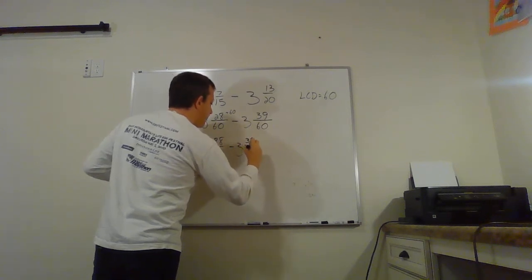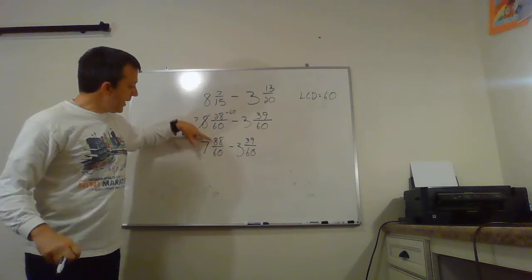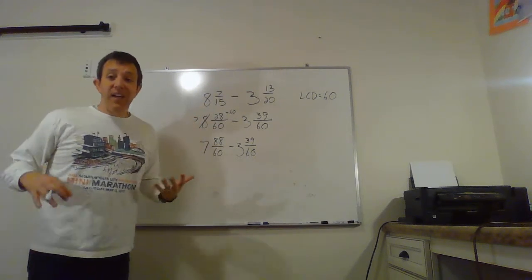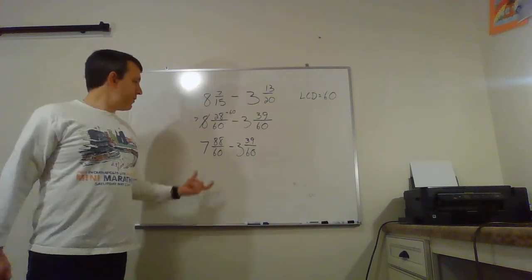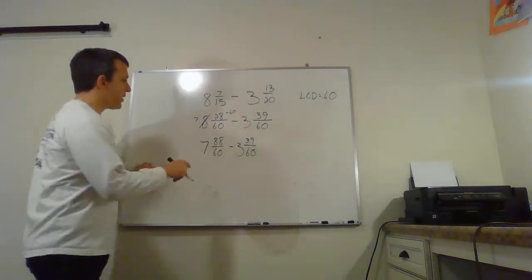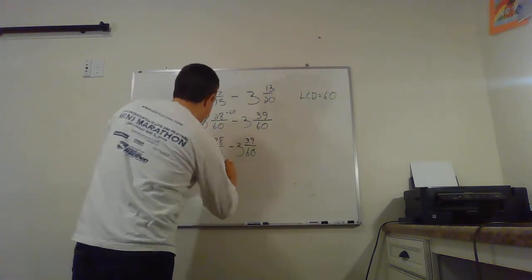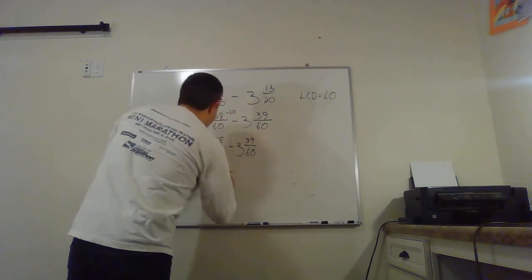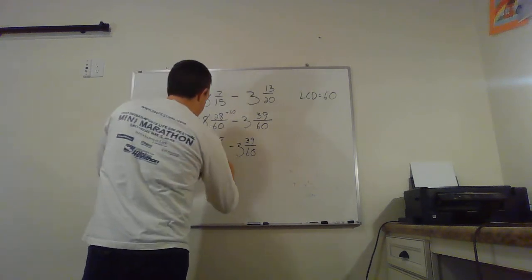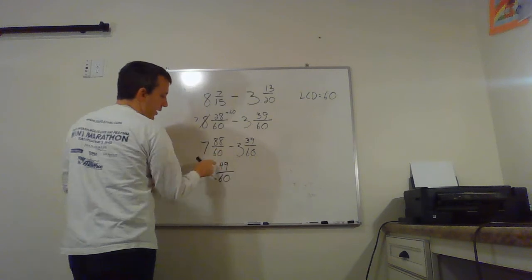And I bring the rest of the problem down, and it looks really strange, right? Because I added this whole onto that 28. I have 88 over 60, so I have this very goofy looking mixed number, but now I can do the subtraction. 88 minus 39 is, oh dear, I should have done this ahead of time. Let's see, 49. 88 minus 39 is 49.